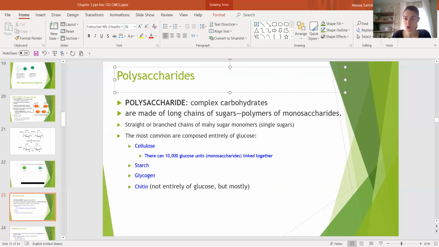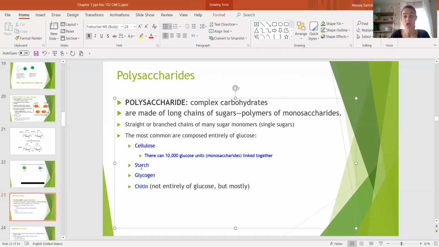You're going to need to know a few examples in detail that are specifically polysaccharides. Cellulose is one, starch, glycogen, and then chitin as well. Your book doesn't, I don't believe, talk about chitin, but I'll briefly explain it in just a little bit because it's kind of interesting. It's actually disgustingly interesting.